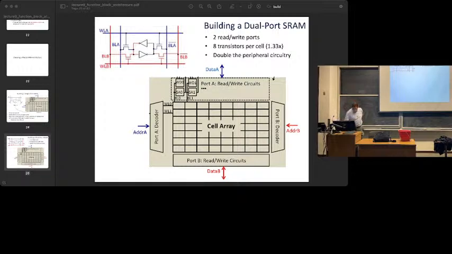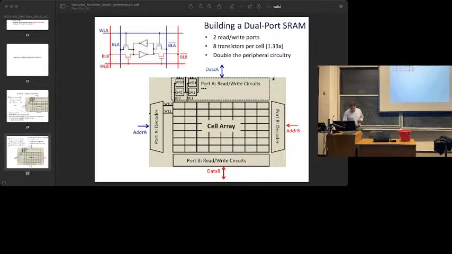What's new is what's in red. What's in red is just another copy of the access transistors and the bit lines. So I have another access transistor on each side, another word line, word line B, and another bit line, bit line B, and its complement. So to build another port into an SRAM, I basically build another set of access transistors that can connect me to a different set of bit lines, and those access transistors are controlled by a different word line. Does that make sense?